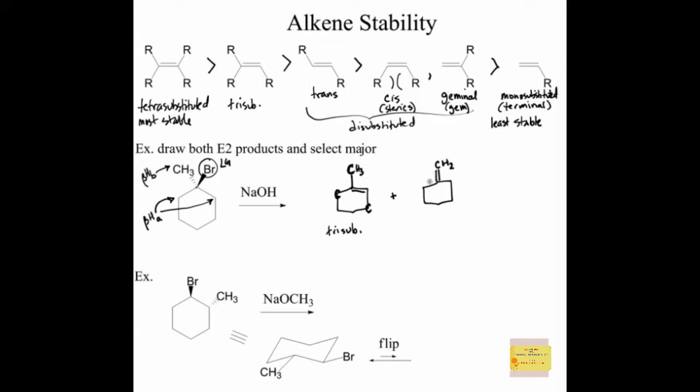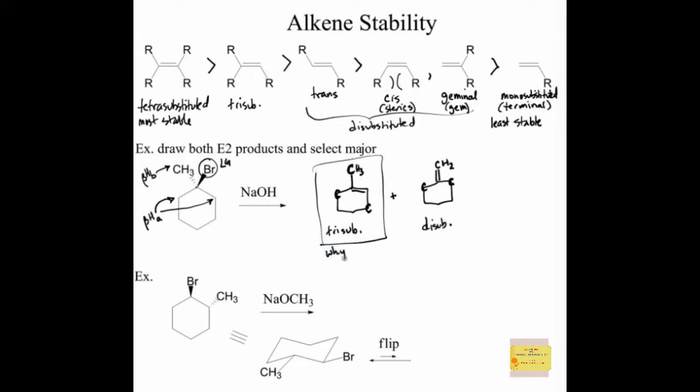We have 2 hydrogens up here and 2 carbons. So we're not counting the carbons in the double bond. We're asking how many carbons are attached to those double bonds. This is a di-substituted alkene. And so which would be the major product? The tri-substituted would be the major.